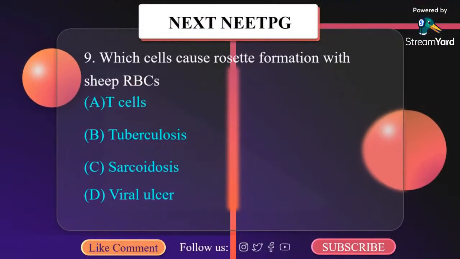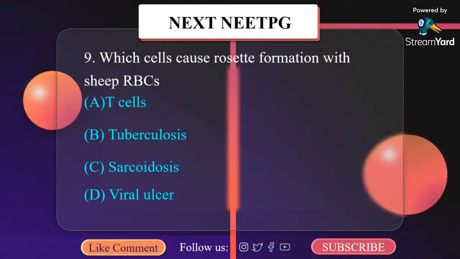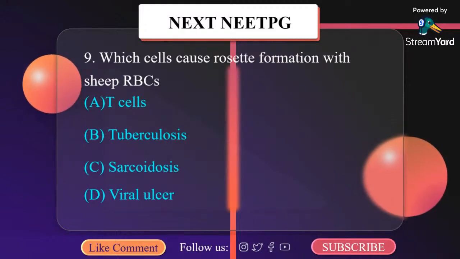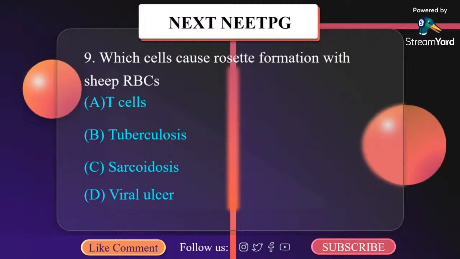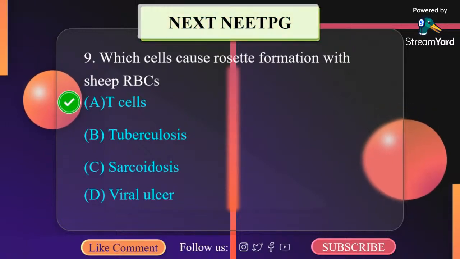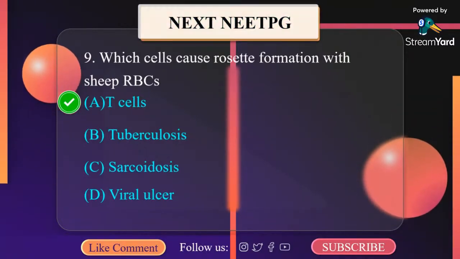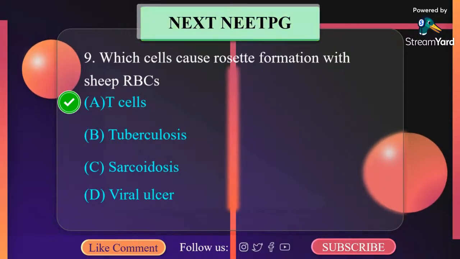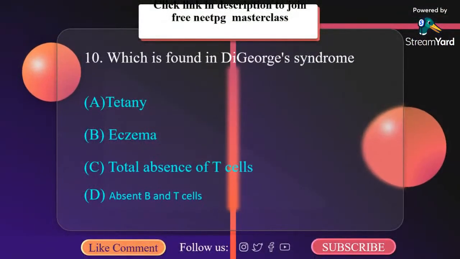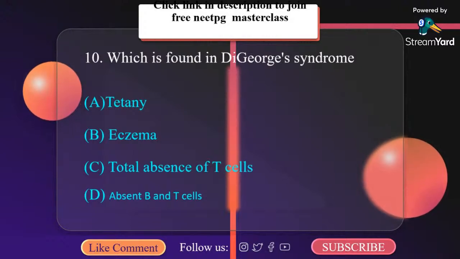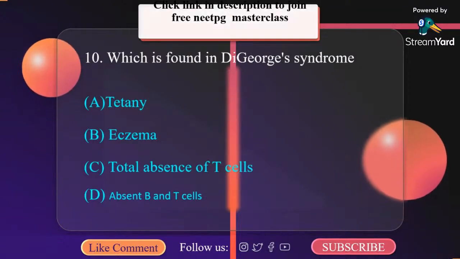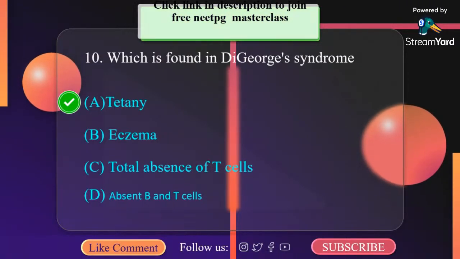Which cell causes rosette formation with sheep RBCs? A. T cells, B. Tuberculosis, C. Sarcoidosis, D. Viral ulcer. So the correct option here is A. T cells. T cells cause rosette formation with the sheep RBCs. Which is found in DiGeorge syndrome? A. Tetany, B. Eczema, C. Total absence of T cells, D. Absence of B and T cells. It is tetany.